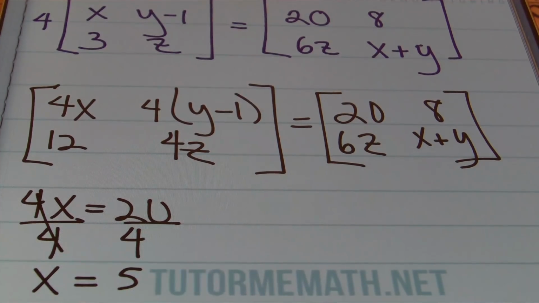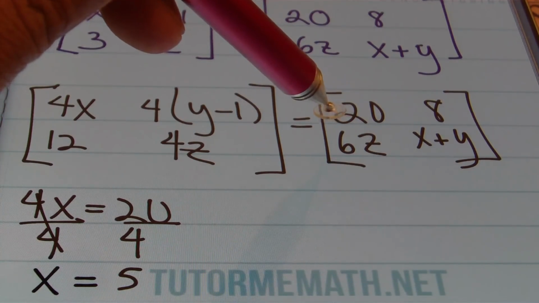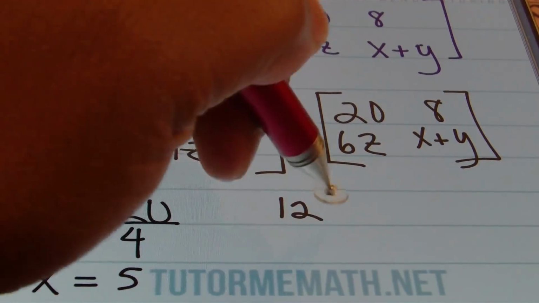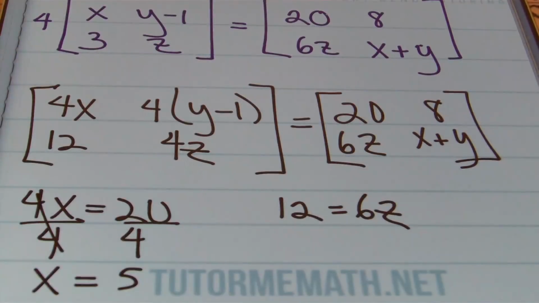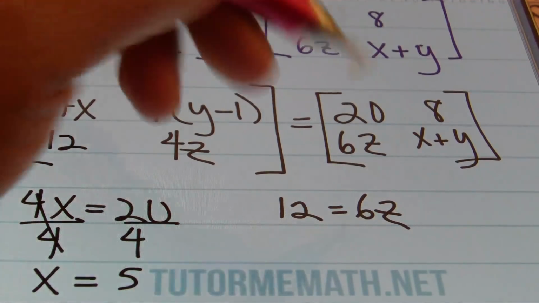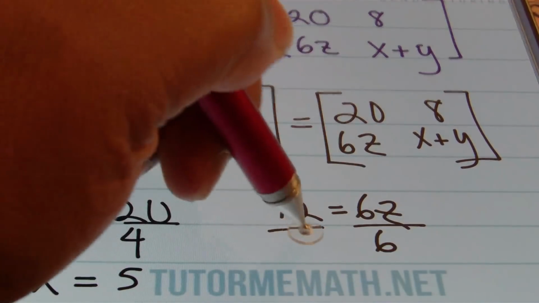Find an easier way. Look at this. Look at the element that you'll find in the second row and in the first column. Look at its corresponding element, 6z. That's easy, right? So we can go ahead and say that 12 equals 6z. That's much easier than that nonsense that we would have had if we would have said 4z equals x plus y. That's drama. So here I'm going to go ahead and divide both sides by 6. And that'll tell me that z equals 12 divided by 6, which is 2.